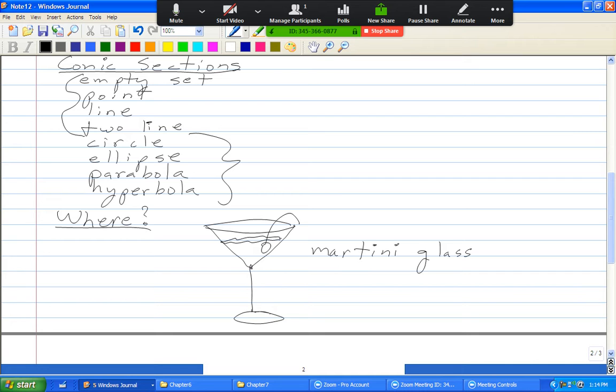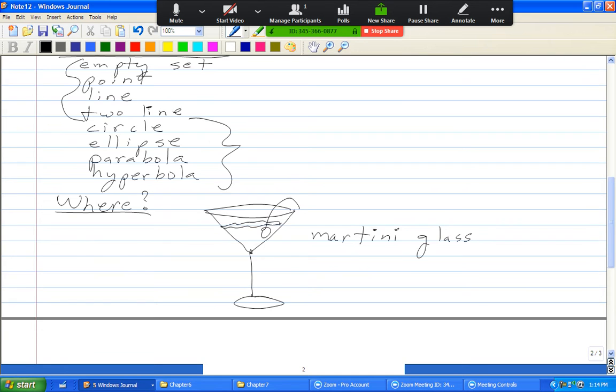And then the empty set. And so you'll go through all of the conic sections by looking at some sort of liquid inside of a martini glass. It has to be a martini glass because it has to be conic, something where it looks like a cone. So you can look at it.